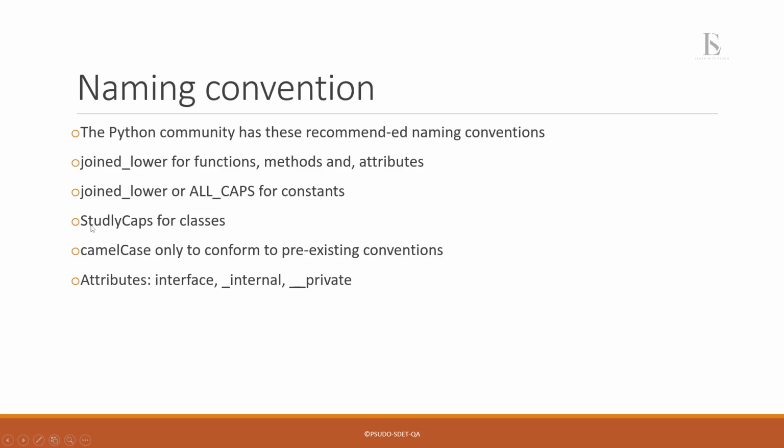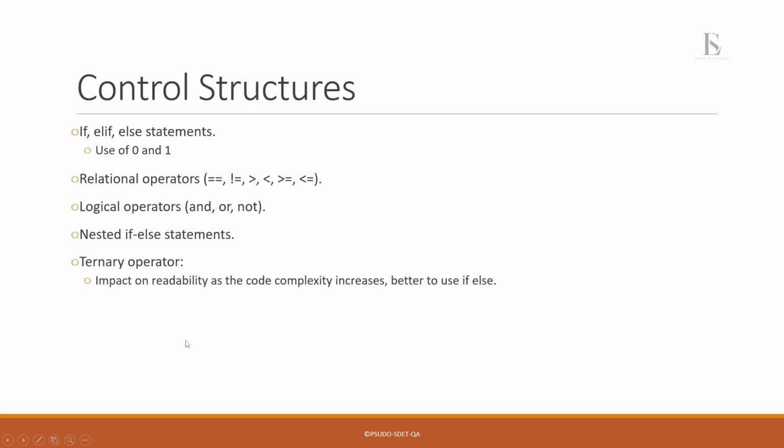And then for class names, the beginning of each word should be capital and there shouldn't be any space in it, that is, sturdy caps. And then we have attributes like interface or internal, private. This we'll talk about, but just remember this naming convention. You can refer to this anytime.